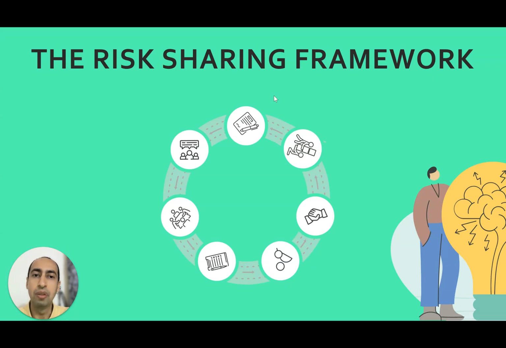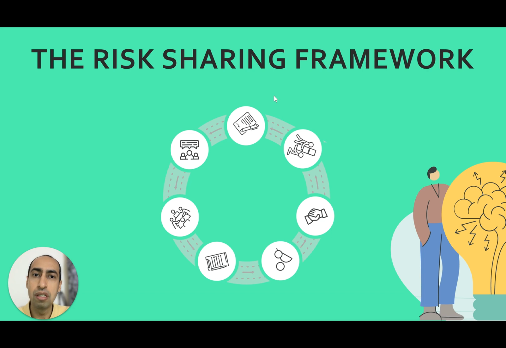Now that we understand what risk sharing is and what the 8 principles of risk sharing are, let's take a look at the risk sharing framework, which provides a structured approach to implement risk sharing in practice. This framework is designed to help organizations move away from isolated risk management to a collective responsibility that ensures the risks are equitably distributed across stakeholders in the delivery chain.